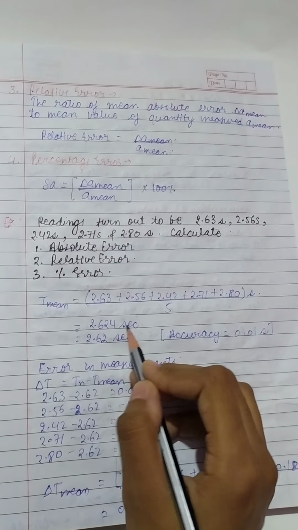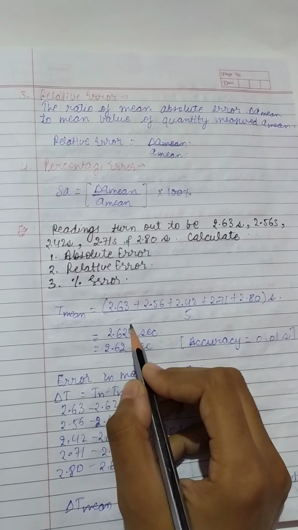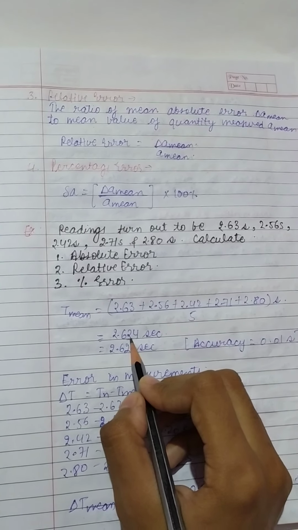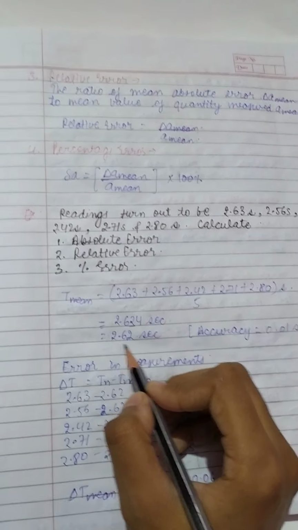We get the value of mean as 2.624 seconds. Now, if we want this value to an accuracy of 0.01 second, we can take this value up to 2 decimal places. We can see that this digit 4 is less than 5, so we do not need to change the 2; it will remain as it is. So the mean value comes to 2.62 seconds.